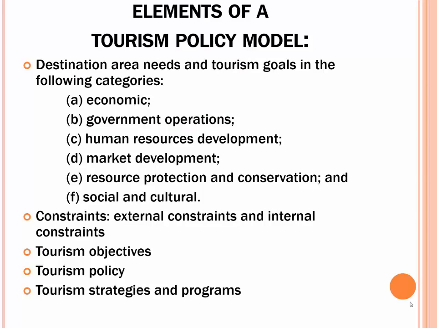As noted in the previous slide, one of the major ways governments get involved in the tourism industry is by formulating policy. The elements of a tourism policy model are listed here, and your book provides an example of the tourism policy for the United Kingdom.